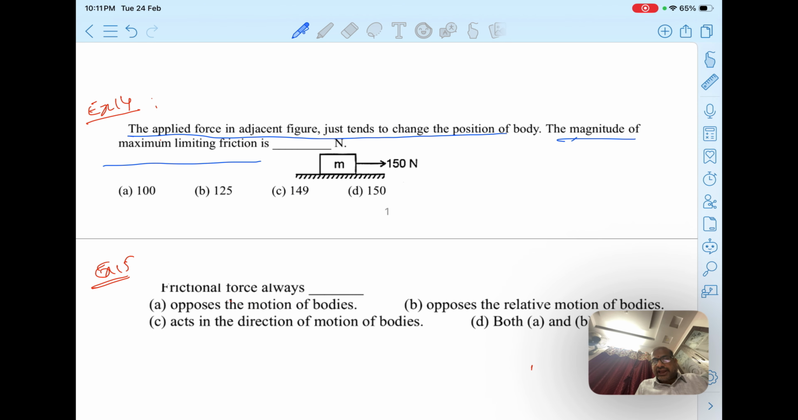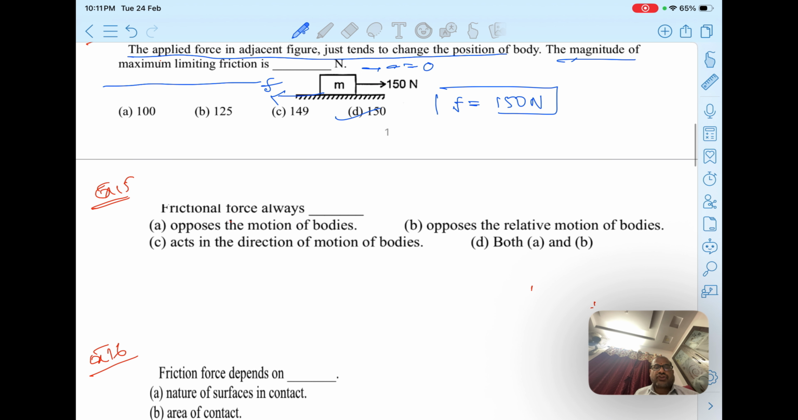Now in this case, still the acceleration is not produced. That means the opposing force must be equal to the applied force. Therefore, in this case, friction becomes how much, student? 150 Newton. This is the right answer. Okay, frictional force always, what does it do?